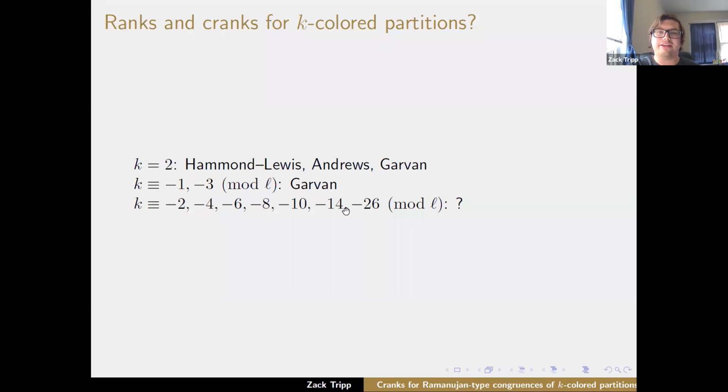But in all these other cases I've just mentioned where we do have congruences, my co-authors and I couldn't find any type of rank or crank to explain them.